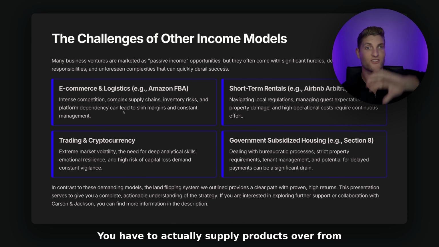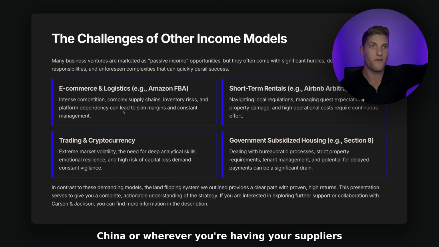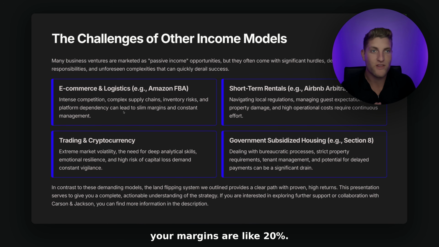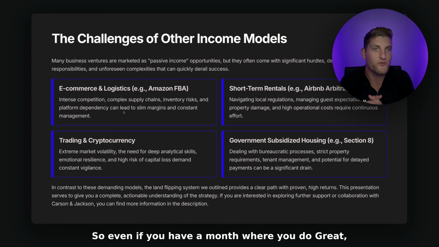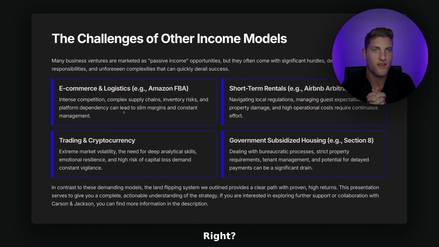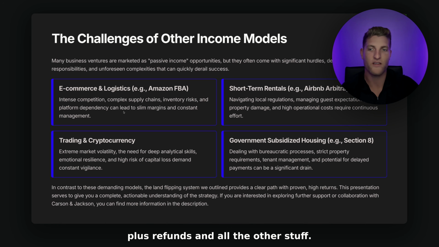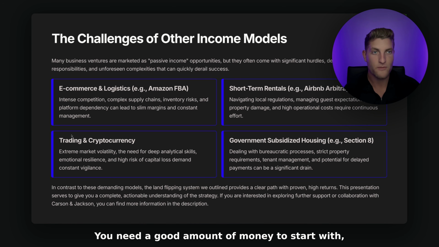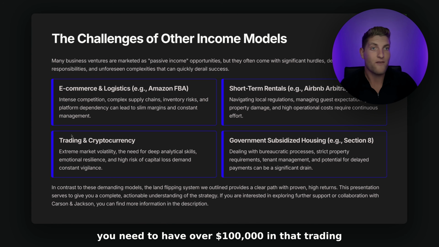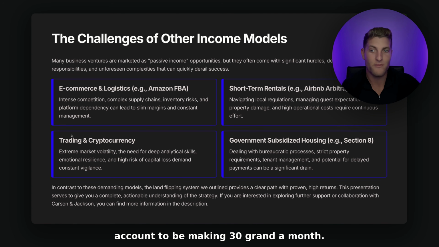You have to actually supply products over from China or wherever you're having your suppliers come from. Your margins are like 20%. So even if you have a month where you do great and you make $25,000, $30,000, right? You're only walking away with about $4,000 or $5,000 plus refunds and all the other stuff you're going to have to deal with. Trading, you need a good amount of money to start with, because even if you're making 1% a day, you need to have over $100,000 in that trading account to be making 30 grand a month.